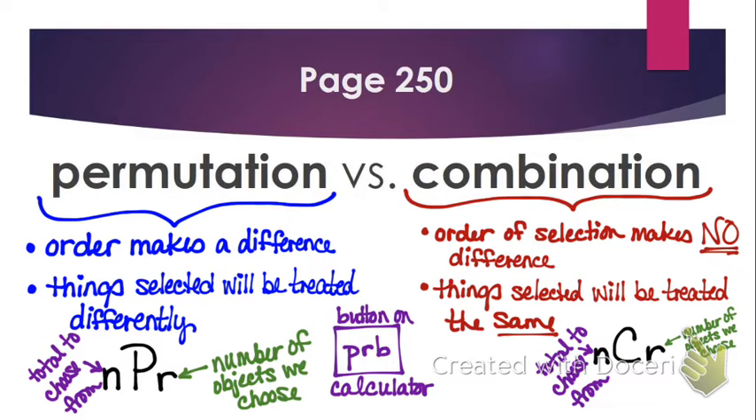Total we choose from goes in first. Then we're going to type in whether it's a permutation, where the order of the selection makes a difference, or the nCr for combination, where the order of selection doesn't make a difference. Then we type in how many objects from that whole big group we're going to pick, and then we hit the enter key. Okay? So let's practice that on this first example.